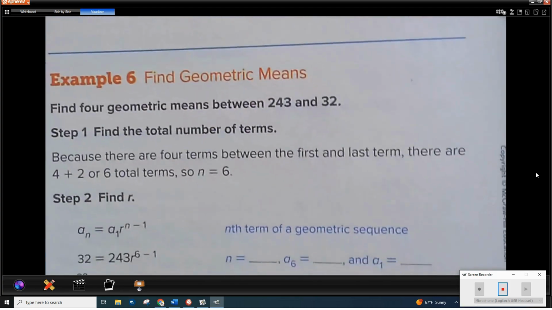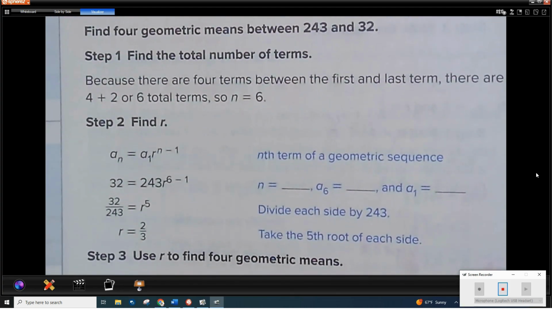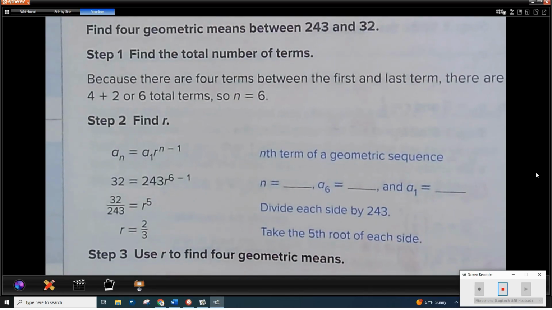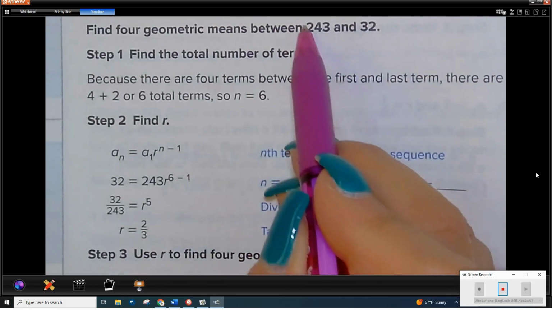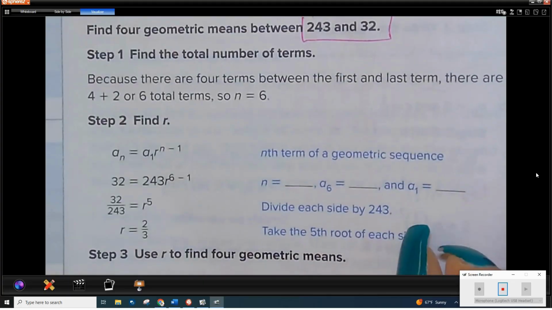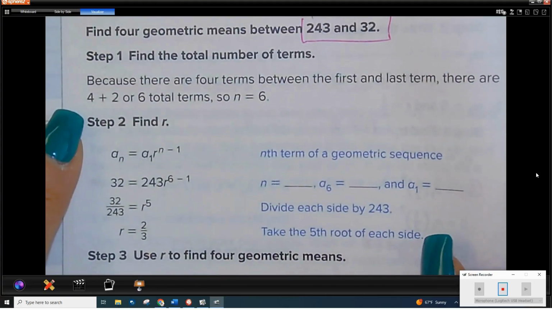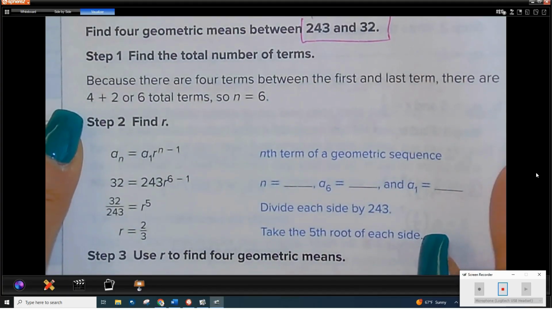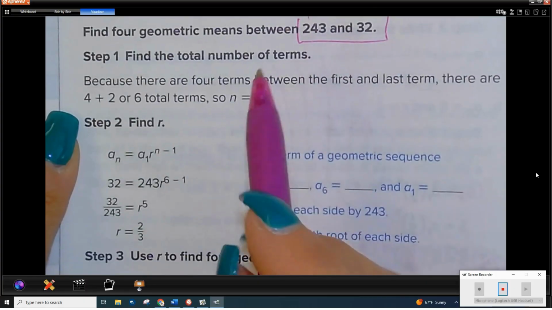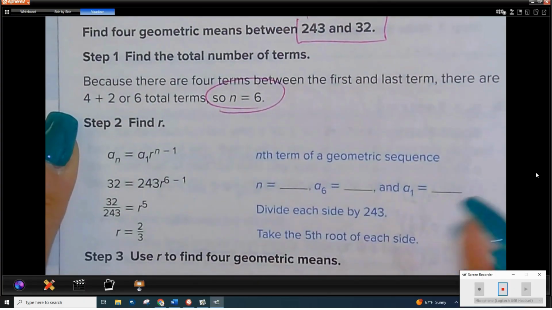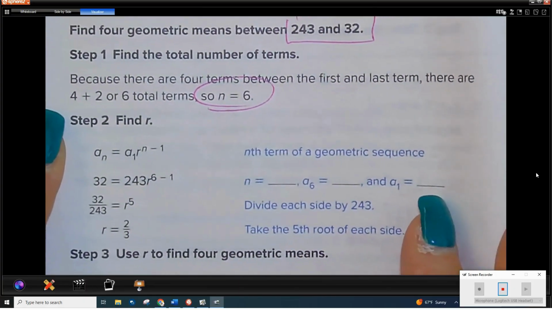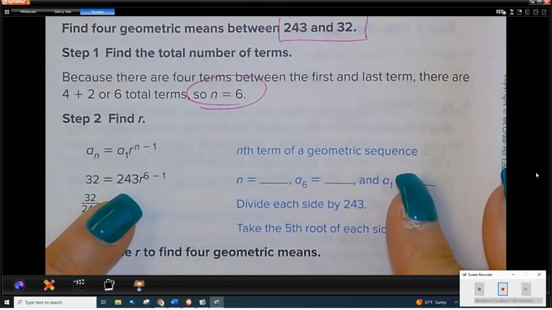Geometric means. Find 4 geometric means between 243 and 32. Well, this is going down, so it's decay. Find the total number of terms. Because there are 4 terms between the first and last, there's a total of 6 terms, so n is 6.